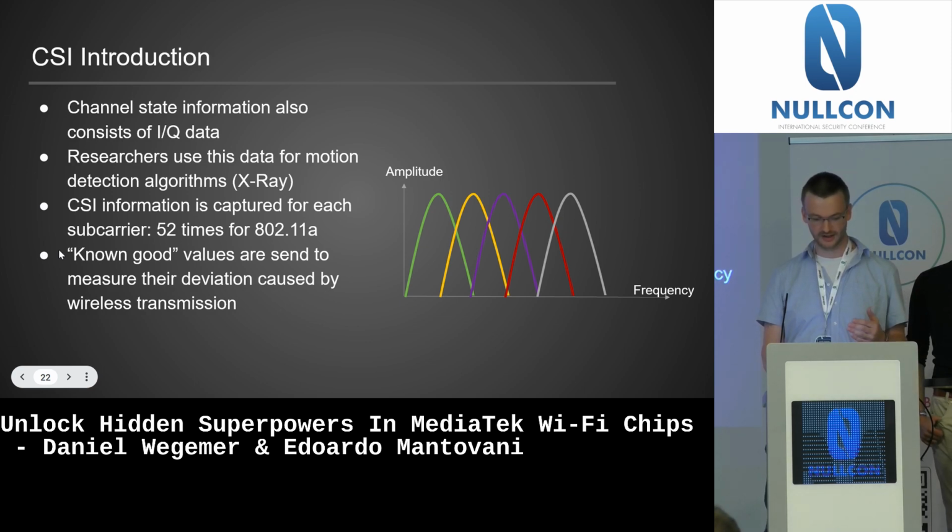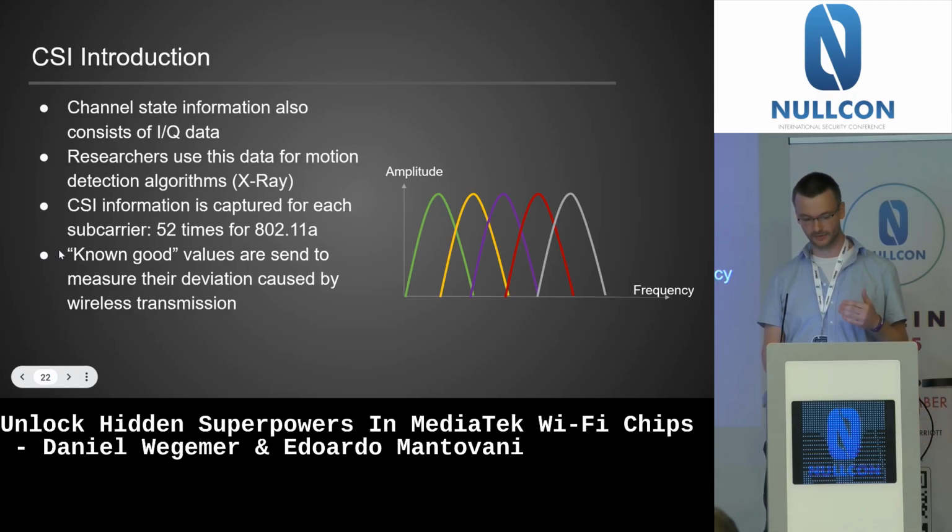CSI in general is captured for each subcarrier. Subcarrier in Wi-Fi means we don't only send on a single frequency, but we are actually sending on many frequencies, 52 in this case for 802.11a. And this is done by using orthogonal frequency division multiplexing. And for each of these sub-frequencies, you get channel state information.